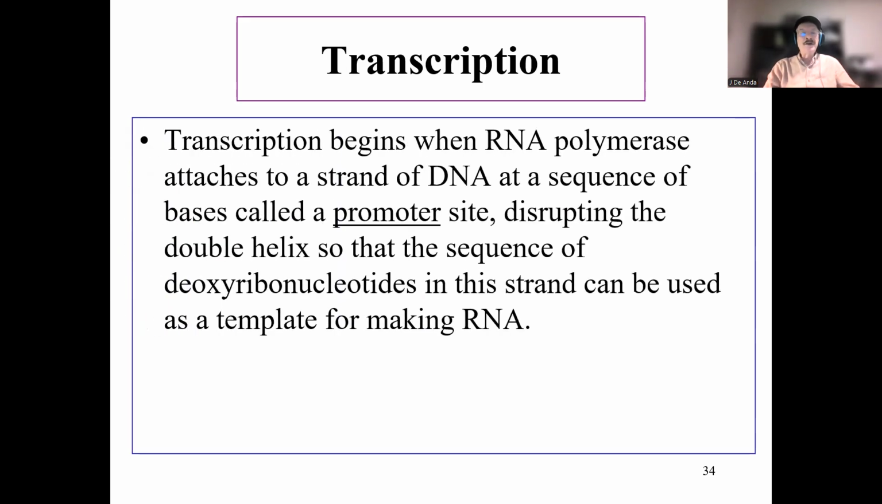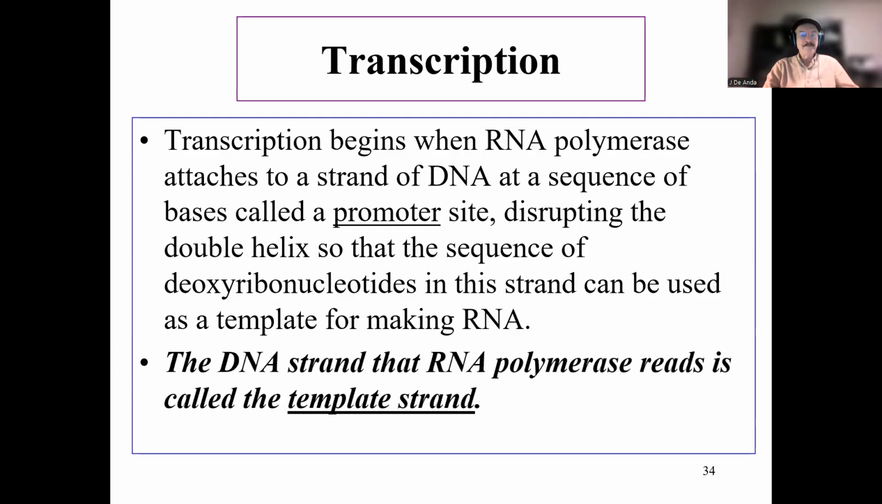Again, we're going to have different enzymes involved. This one is called RNA polymerase. It's going to attach itself to a strand of DNA, and there is a particular sequence of bases in DNA that we call a promoter site. When the RNA polymerase attaches there, it disrupts the double helix so that it opens it up, and the sequence of deoxyribonucleotides on one strand is going to be used as a template for making RNA.